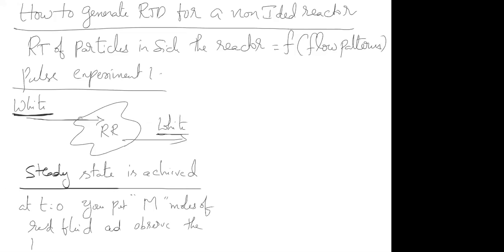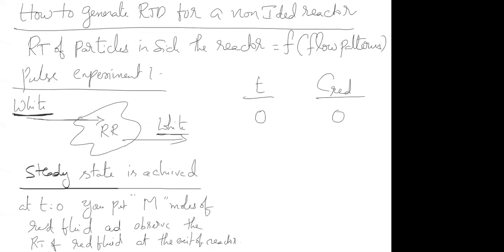Because now we will observe the m moles of red fluid and observe the residence time of the red fluid at the exit of the reactor. This is the experiment. Then you plot time versus concentration of red particles. Let's say at time 0, I observe nobody is coming out. Similarly, what you did in your house is also to put in m moles of red fluid.